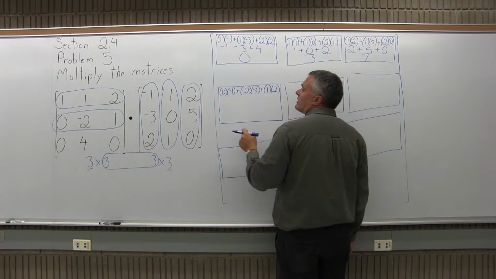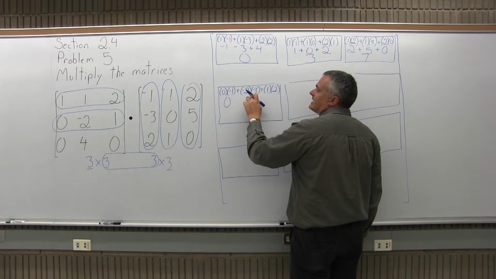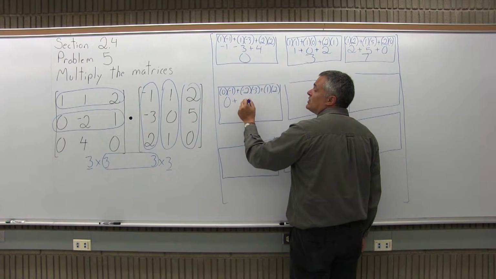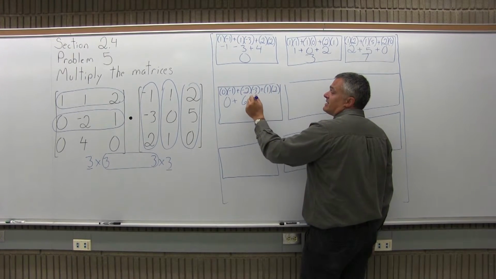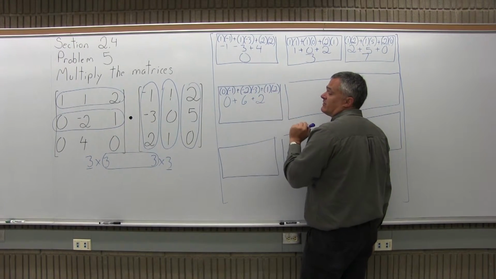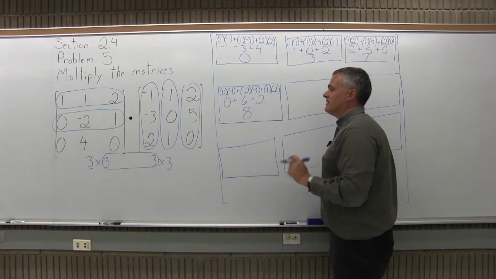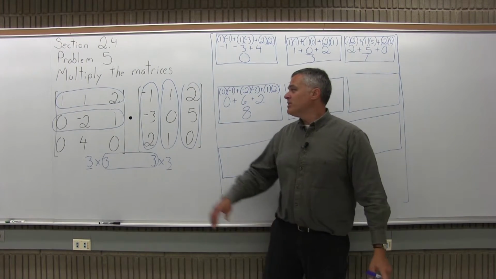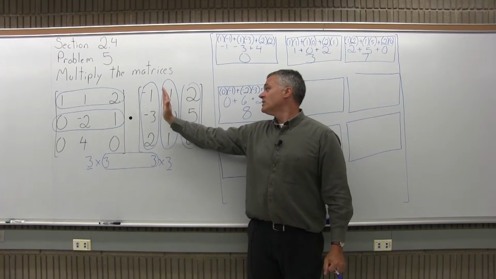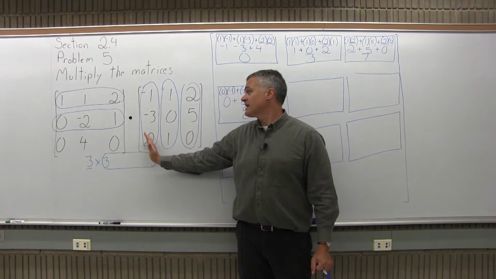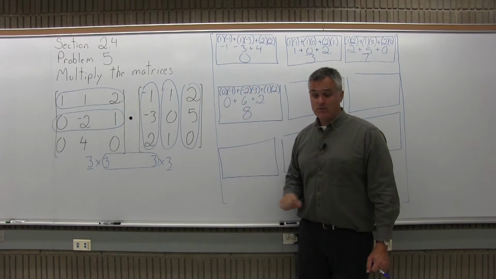And when you do that work, first times first, 0 times negative 1 is 0. Second times second, negative 2 times negative 3 is positive 6. And then last times last, 1 times 2 is 2. And then if you add those values, 0 plus 6 plus 2, it comes out to 8. And again, I multiplied the middle row of the first matrix times the first column of the second matrix, and the answer I got went in the middle row and first column.